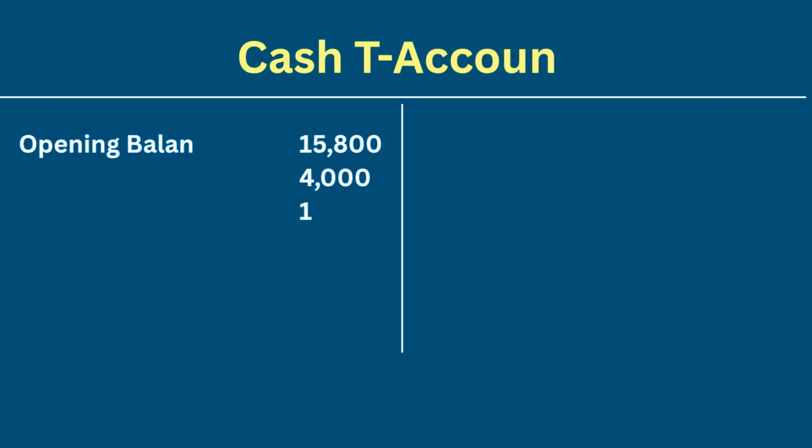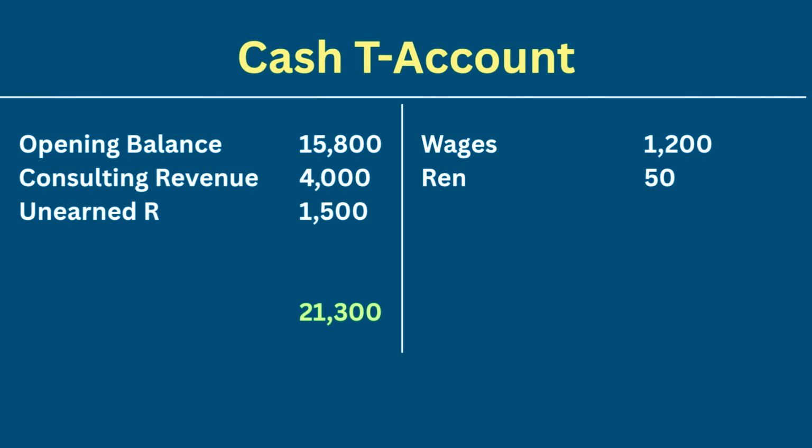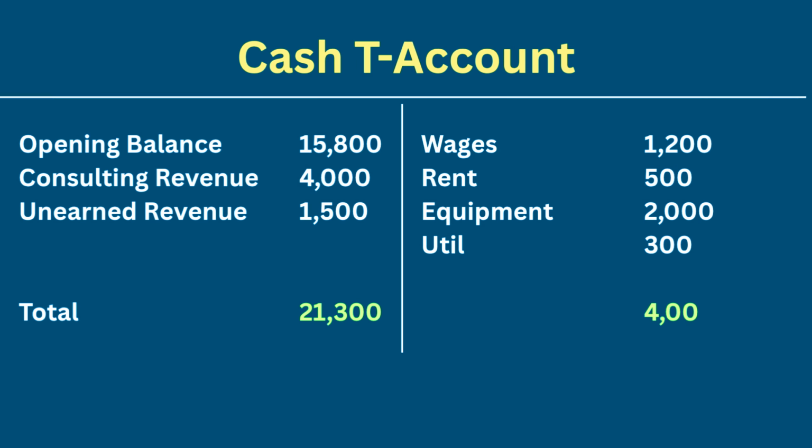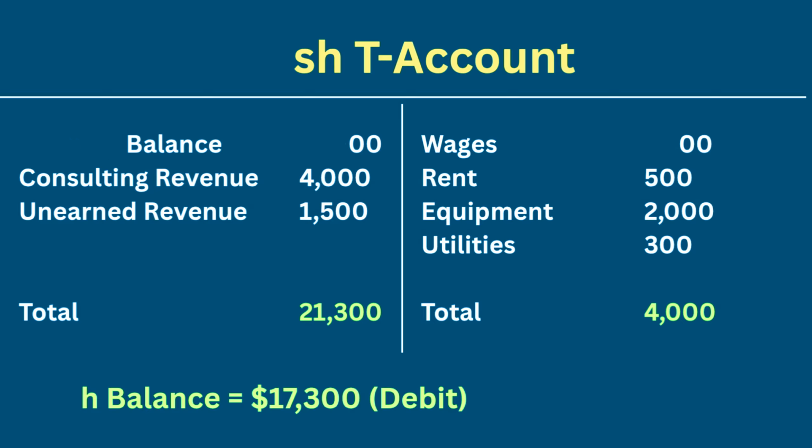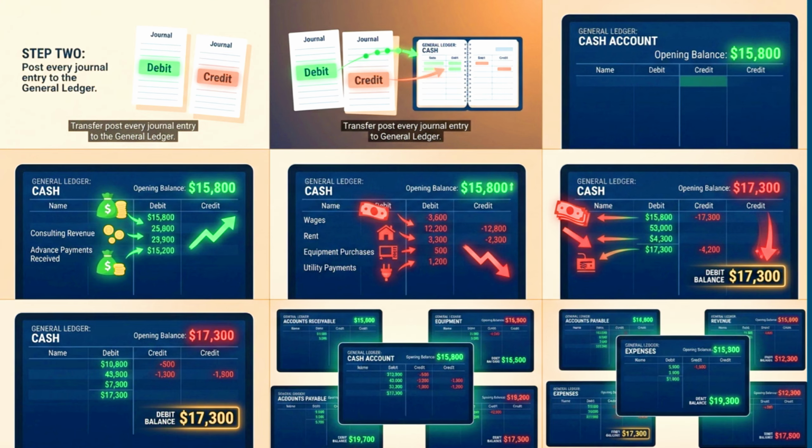Step 2. Post every journal entry to the journal ledger. In simple terms, this means transferring each debit and credit from the journal into its respective account. As you do this, each account keeps a running balance, making it easy to see how every transaction affects it over time. Let's walk through the cash account as an example.